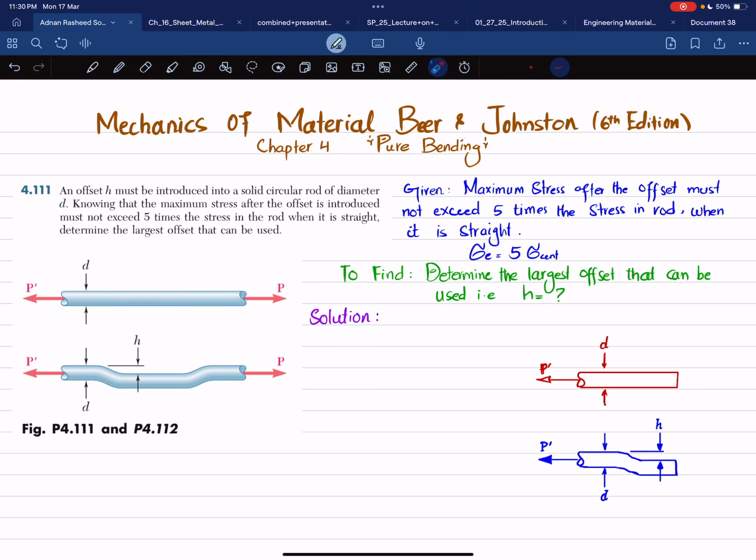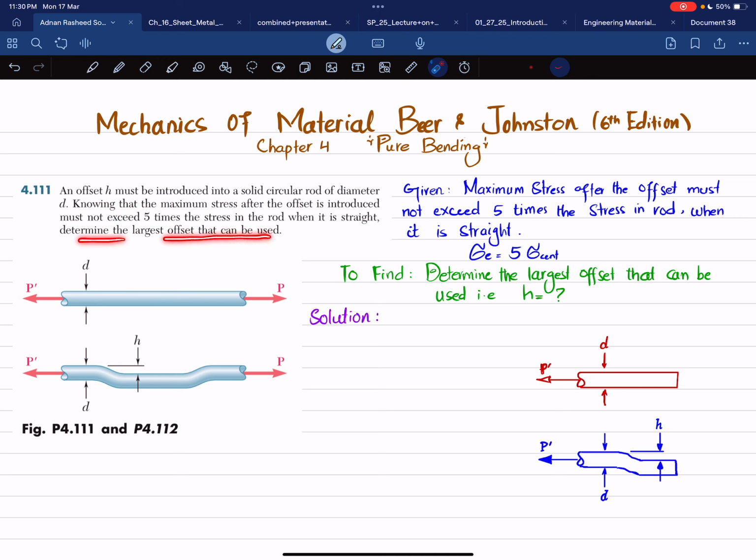In this video, we are going to solve problem 4-111, taken from chapter 4, Pure Bending, of the book Mechanics of Materials by Beer and Johnston, 6th edition. The statement is: an offset H must be introduced into a solid circular rod of diameter D, knowing that the maximum stress after the offset is introduced must not exceed 5 times the stress in the rod when it is straight. Determine the largest offset that can be used.